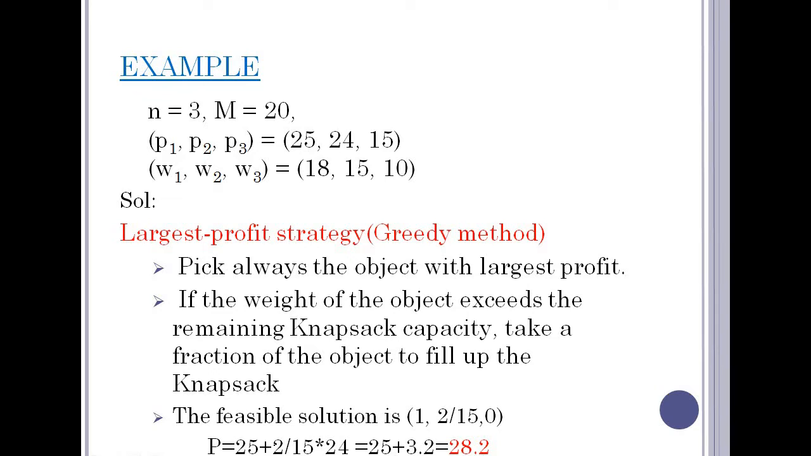So what we will do? 2 divided by 15. 2 is the knapsack capacity we have left, and the total weight is 15, multiplied by 24. In this way, for the first atom we have added the 25 profit, and for the second one we get 3.2. So the total profit with this particular set of atoms is 28.2.